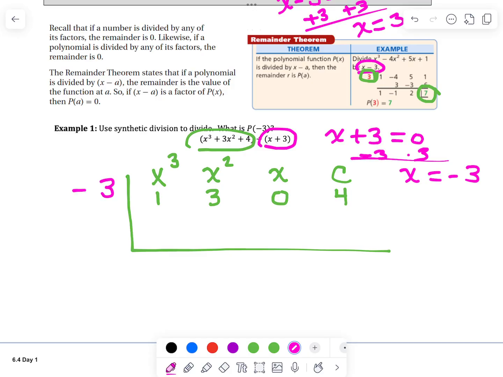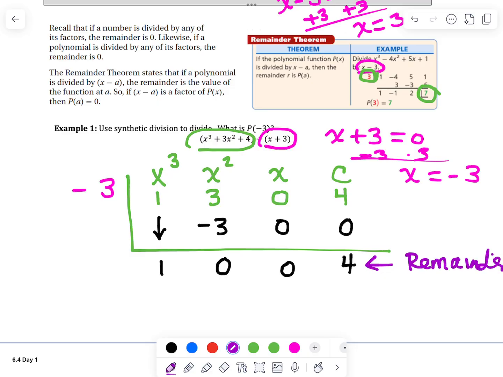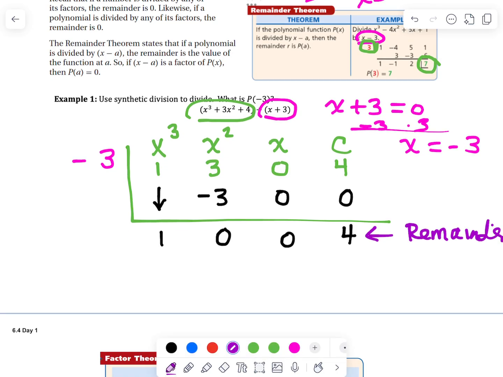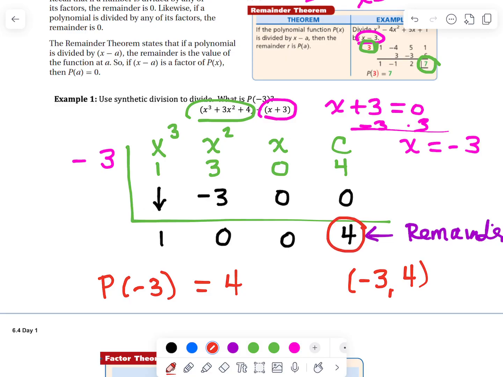So negative 3 goes outside the box. Now we're ready to do our synthetic division. So we bring down the 1, and then we multiply 1 times negative 3, which is negative 3. We add the column and get 0. Then we multiply 0 times negative 3, which is 0. Add the column, then multiply 0 times negative 3, which is 0, and then add the column. So notice that this remainder is not 0, so x plus 3 would not be a factor. But it does tell us what the value of p of negative 3 is. If you were to find an ordered pair on the polynomial, it would be negative 3, 4. But it's asking us to evaluate p of negative 3, so you just choose your remainder as the value of p of negative 3.